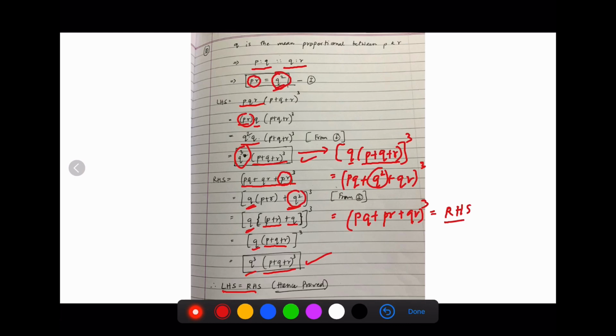And these were the questions which were given for you to solve. The remaining questions we can look at in class.